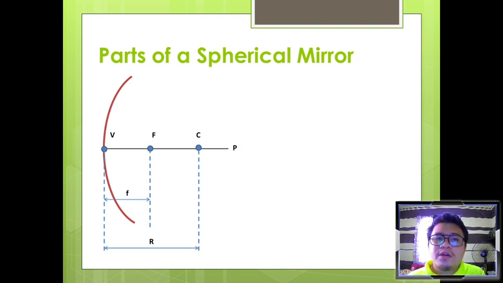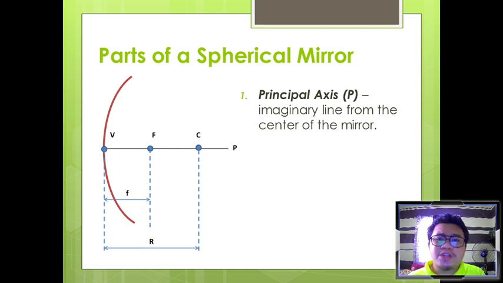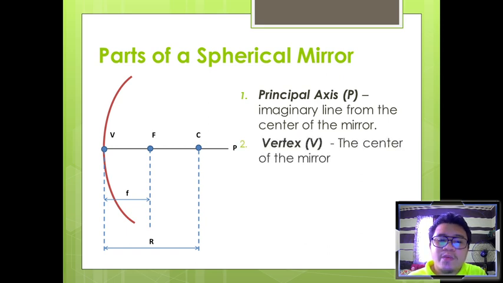So, next we have the principal axis, which is the imaginary line from the center of the mirror. The one that you see as a vertical line there labeled with P, that is your principal axis. And then we have the vertex, which is your V, which is the center of the mirror.